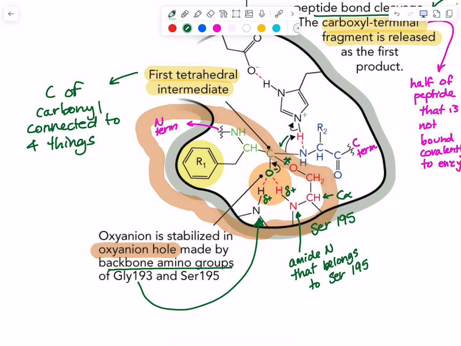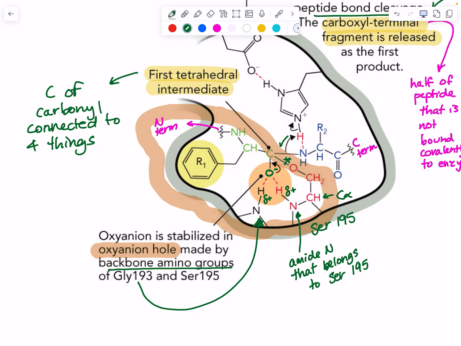So in terms of the identity of this amino acid at position 193, it doesn't matter so much what the side chain is, because the backbone is playing the important role in the stabilization of this intermediate. But it is important in terms of the fold of the protein. So these backbone atoms have to be in the right position in the oxyanion hole, right?